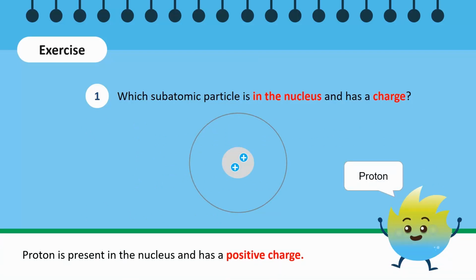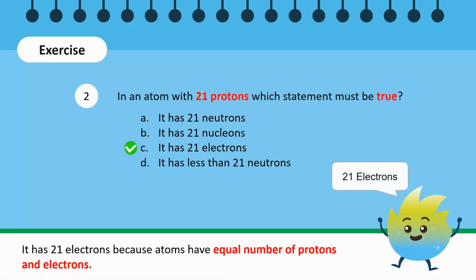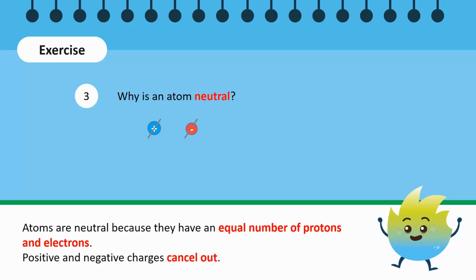Proton is present in the nucleus and has a positive charge. It has 21 electrons because atoms have equal number of protons and electrons. Atoms are neutral because they have an equal number of protons and electrons. The positive and the negative charges cancel out.